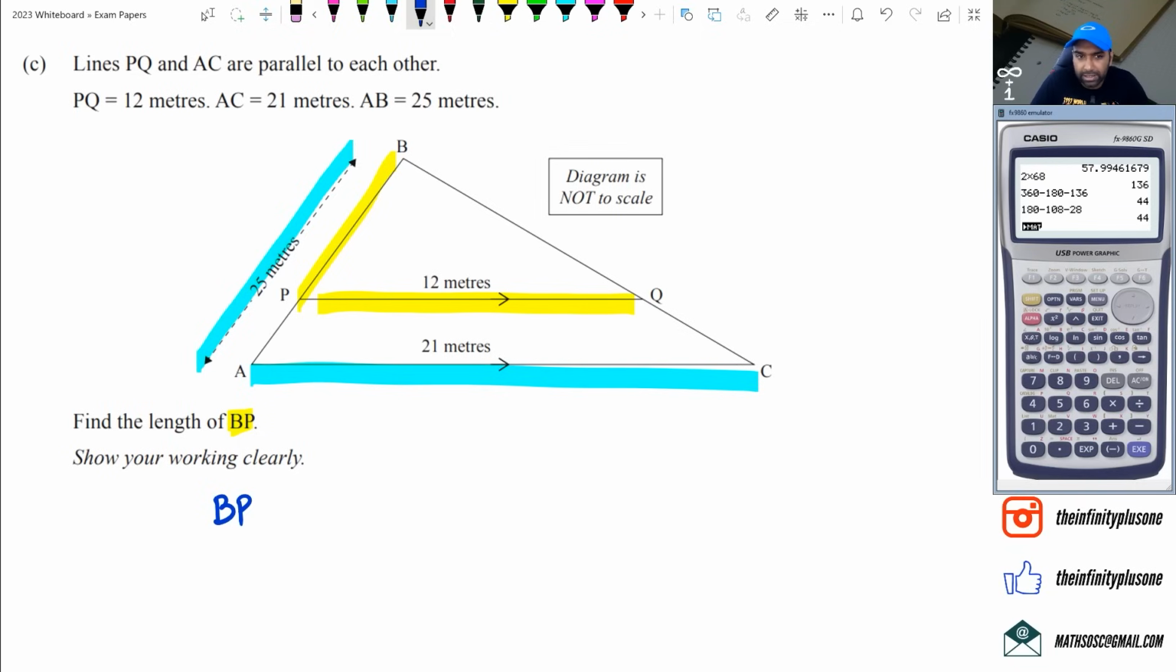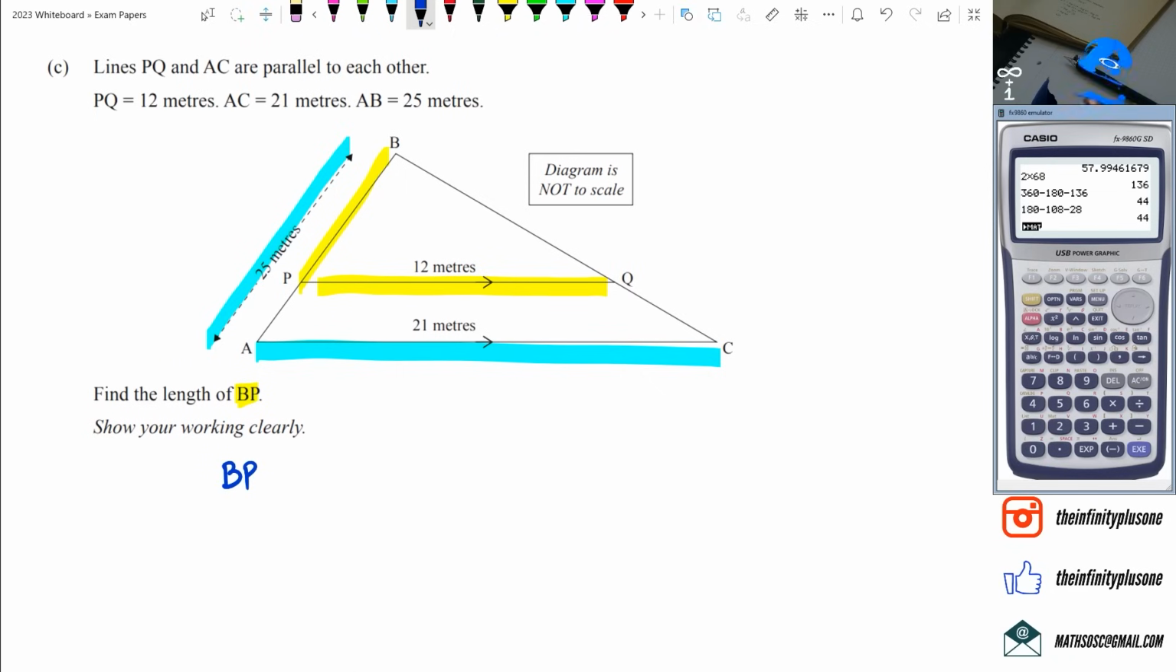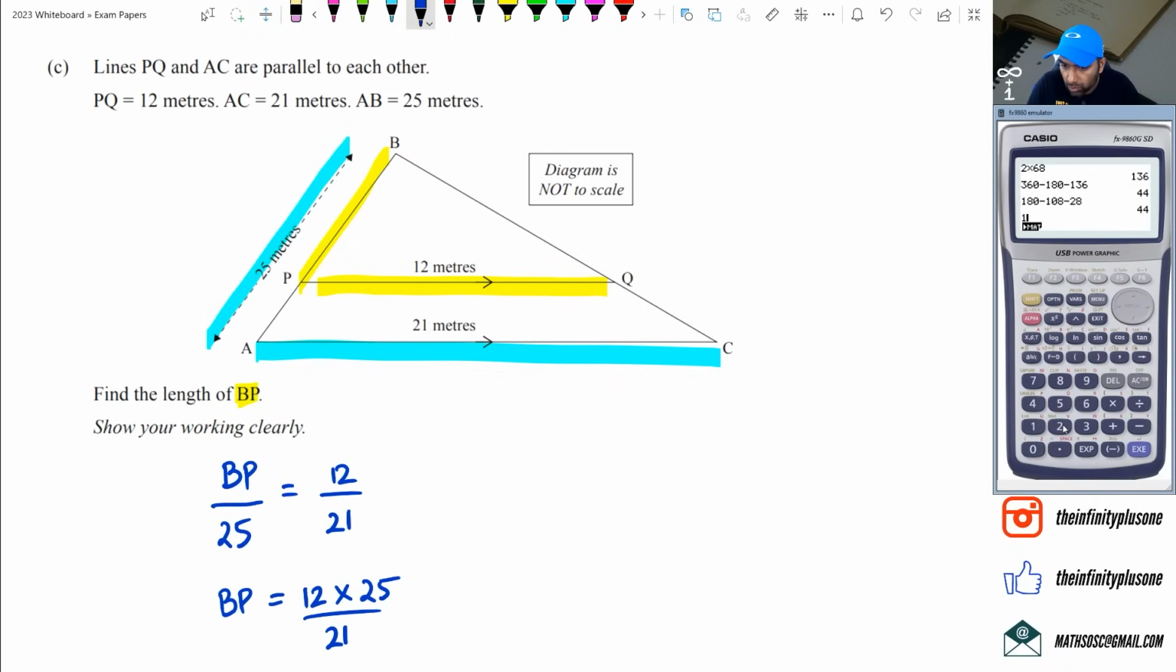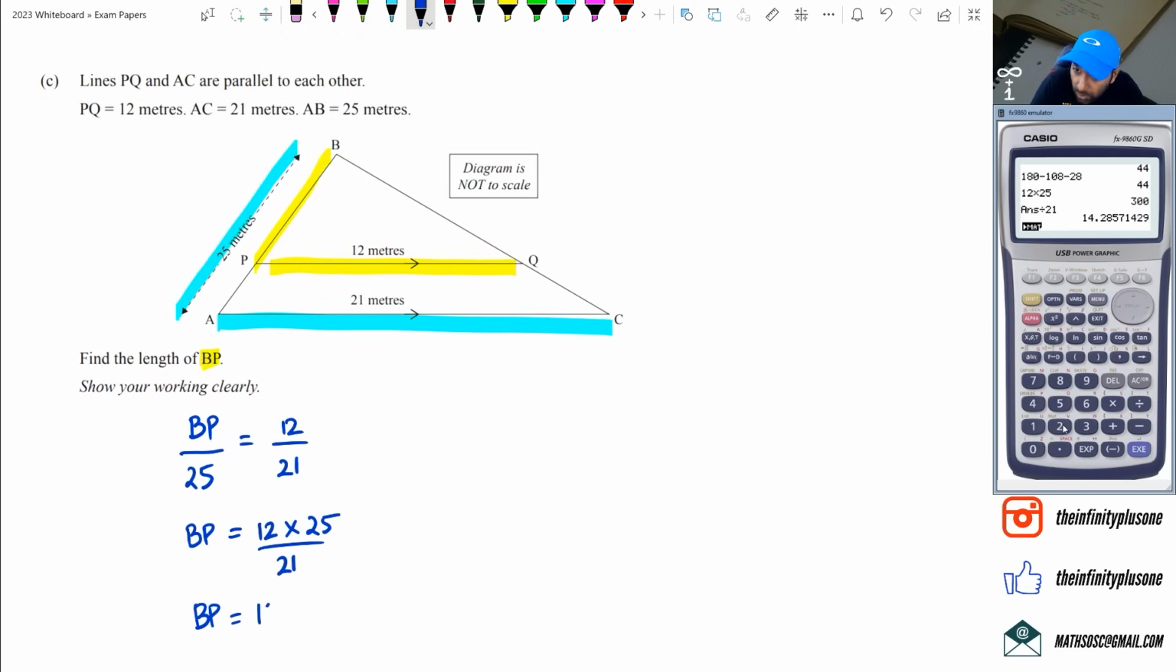And again, the thing about similar triangles is you can put it in any way you want. I could have all the yellows on the left hand side and the matching sides on the right hand side, and it'll still work out. Or I could do just the two lines that are like this equal to the two lines that are flat on the ground. Either way, it should end up being the same. I'm going to show you both methods because that's the beauty of this. So I'm going to get BP over 25 equals 12 over 21. So BP is equal to 12 times 25 divided by 21, which is 14.28.